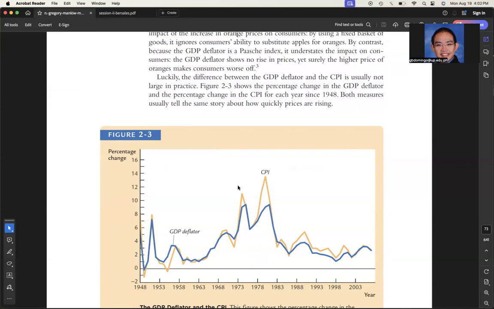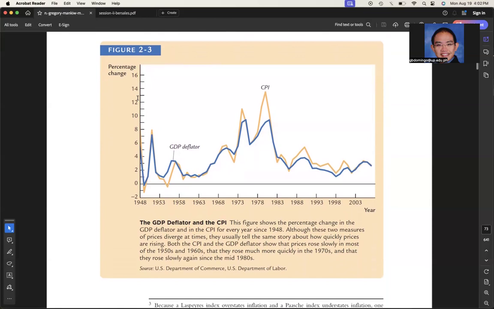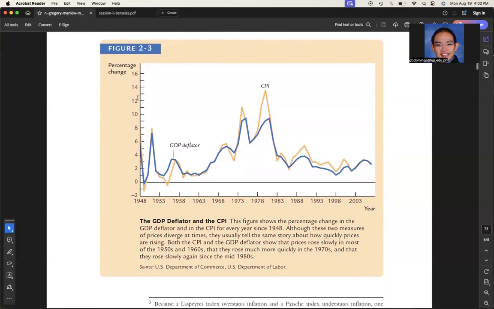So one interesting thing maybe we can do in class is to look at the difference between the GDP deflator and the CPI. Okay, so that's something to do. That's not homework yet. Maybe that's something we can do later on in another chapter, or maybe for the midterm, something like that.